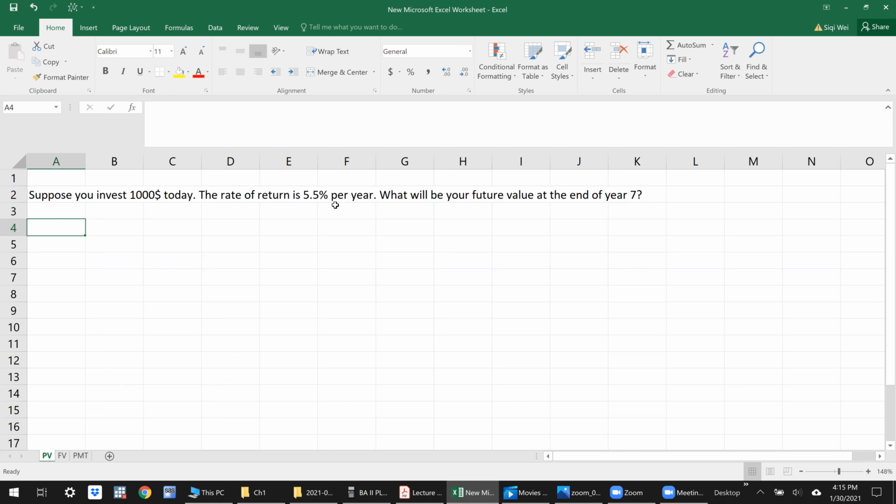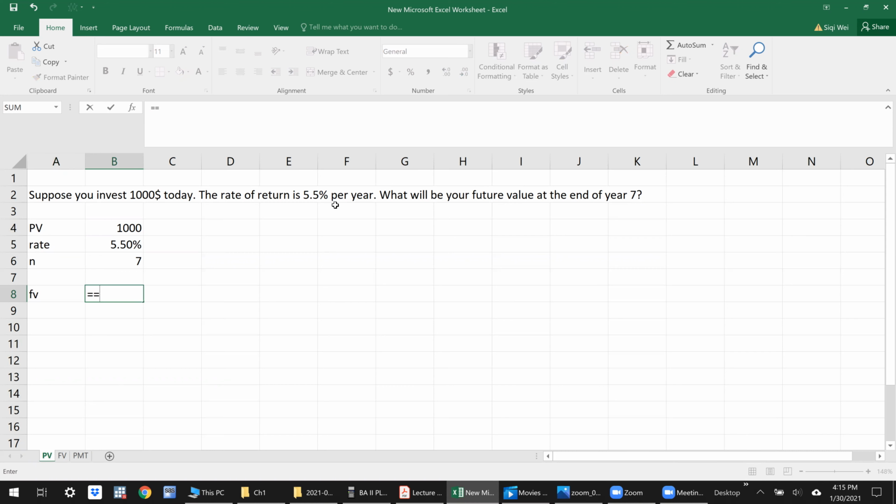In this case, your input PV is $1,000. Your rate of return is 5.5%, and the number of investment periods is going to be 7. Now you are asked to solve for your future value.